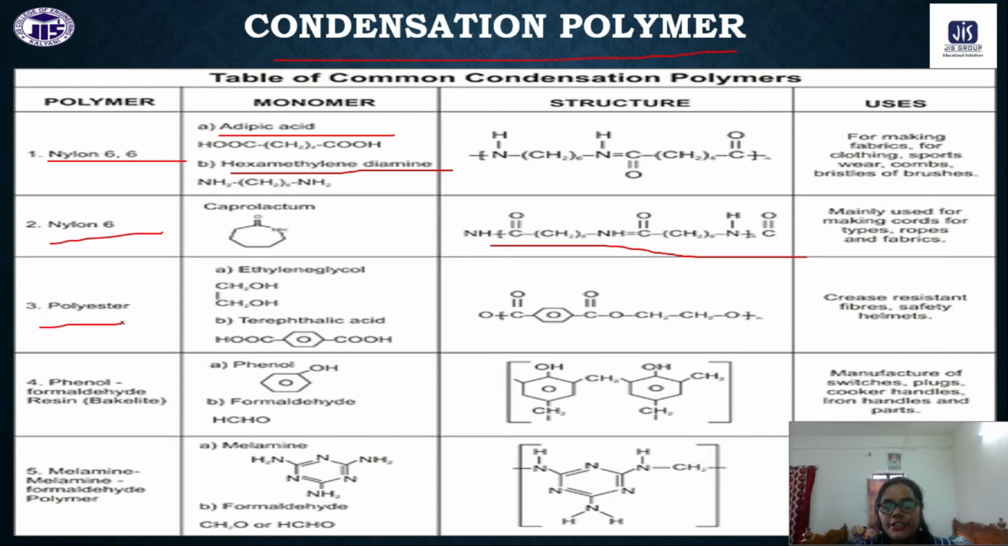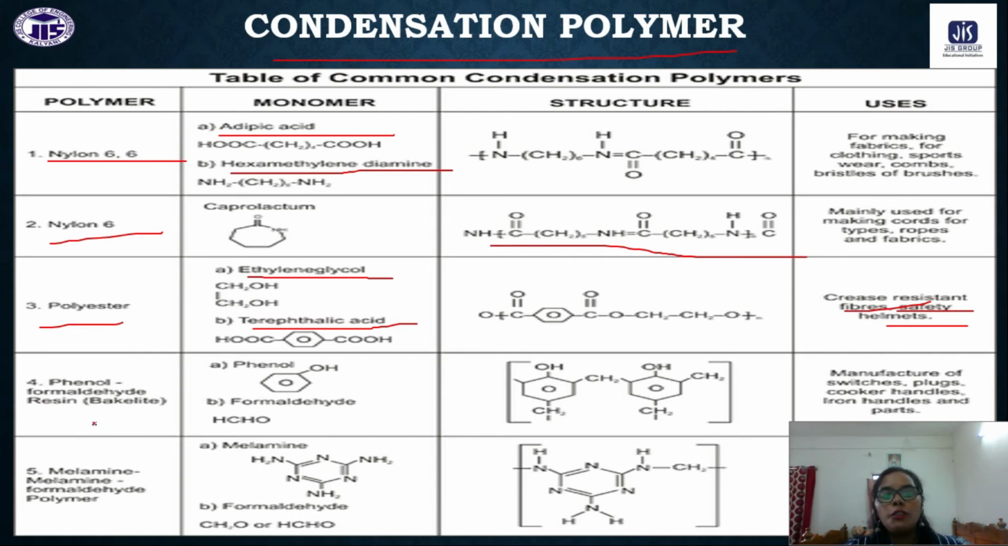Now polyester, as I told you and we have seen already, that is ethylene glycol and terephthalic acid, while mixed with each other, it will make the polyester. Okay, so this is used for crease resistant fibers. So safety helmets generally we are making by using this polyester.